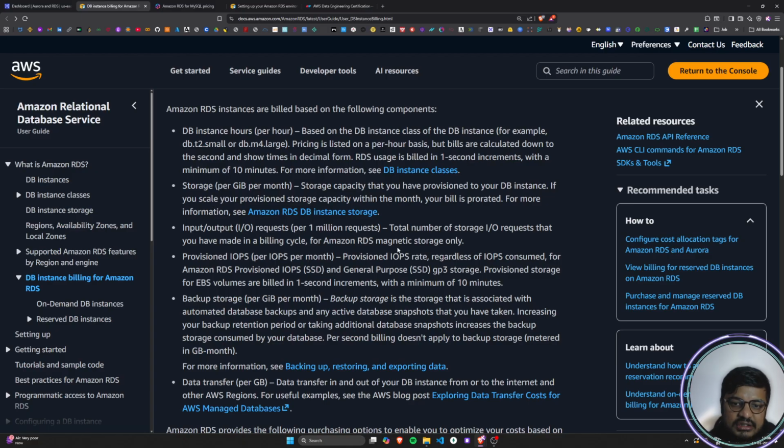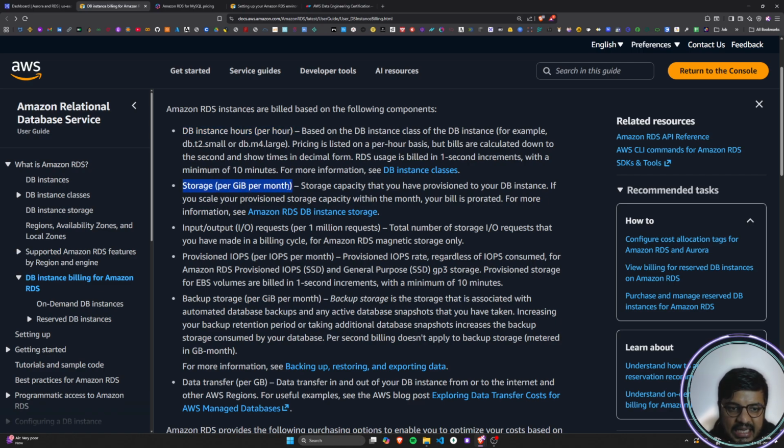So let's understand what all charges we have to pay and what the components of pricing are if I'm using an RDS instance. First of all, we are charged for the DB instance, for running our database engine. There should be some computation, some instance that should be running. So first of all, we are charged for that, to keep our database engine running.